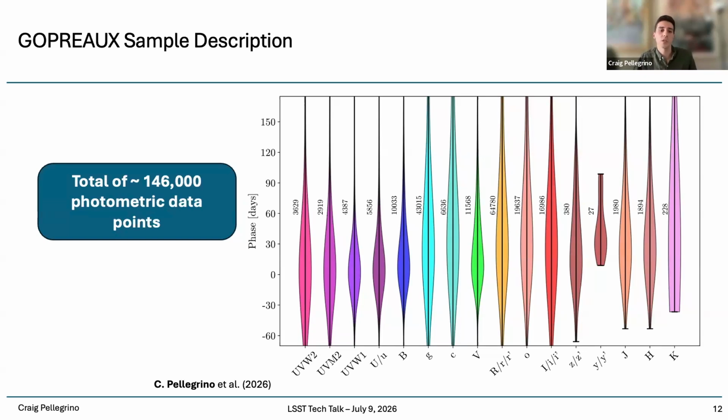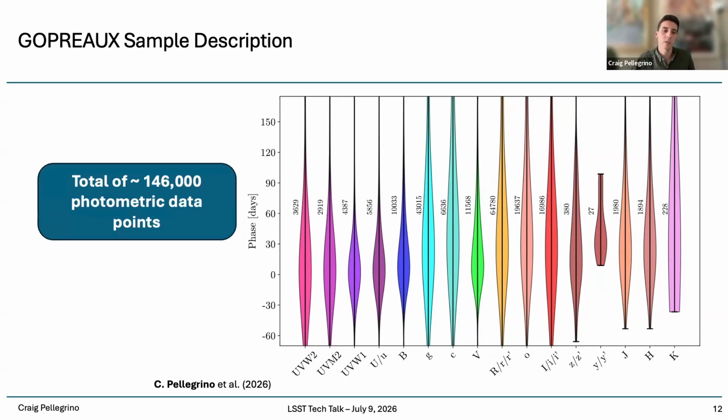Again, you can see that our coverage is really good around peak brightness, not very surprising. But maybe more surprising is that we actually have very good UV coverage starting something like -30 days before explosion, extending out to maybe 100 days after explosion. The coverage gets even better in the redder bands.